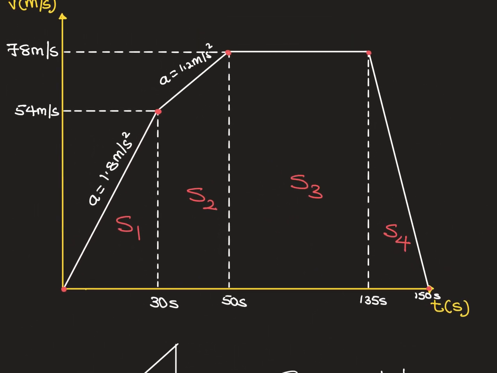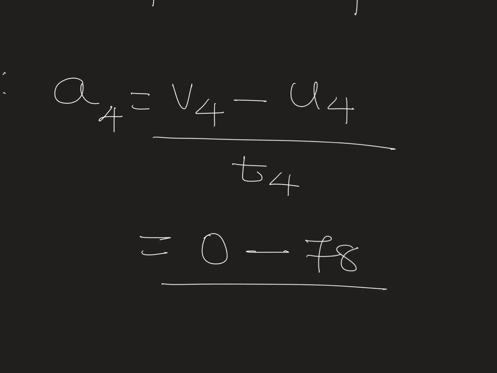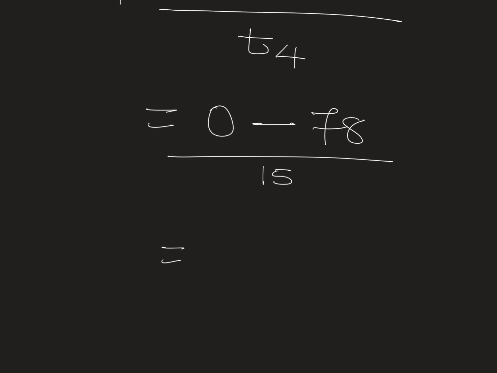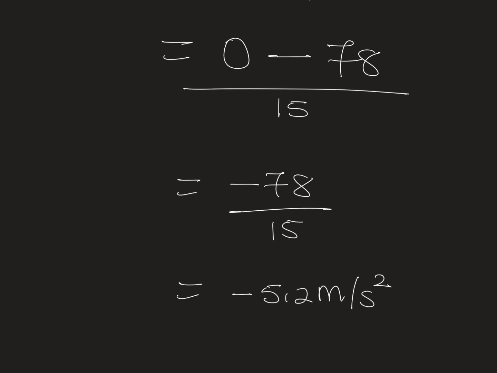And the time that brought the car to rest was 15 seconds. That is from here to here, as you can see. So going back, we can say T4 is 15 seconds. 0 minus 78 is minus 78, divided by 15. And we will have minus 5.2 meters per second squared as the deceleration or the retardation that brought the car to rest.